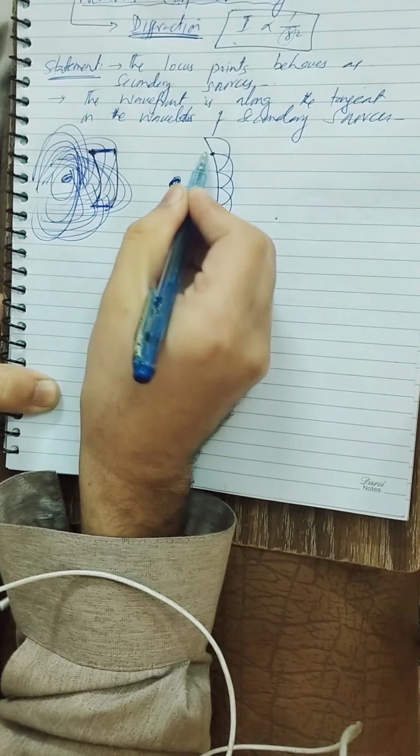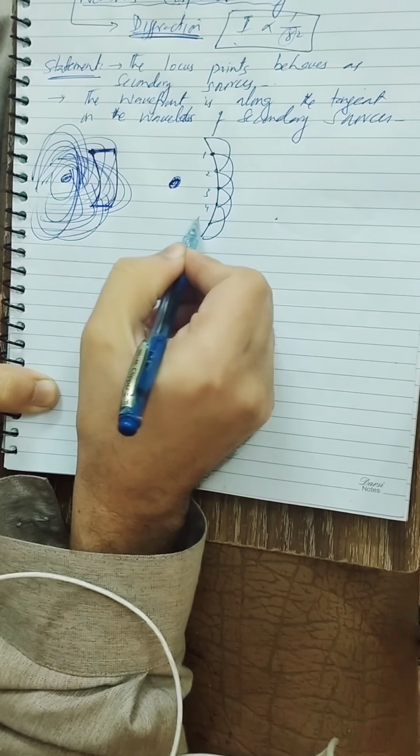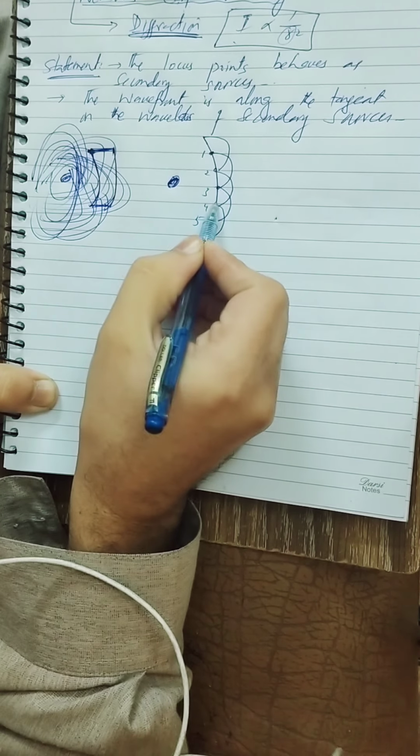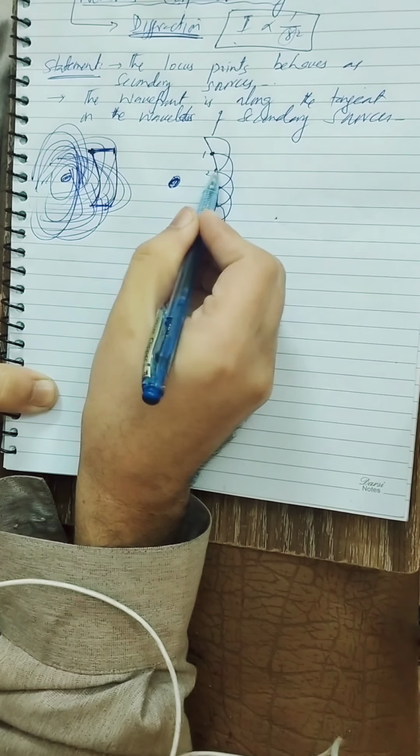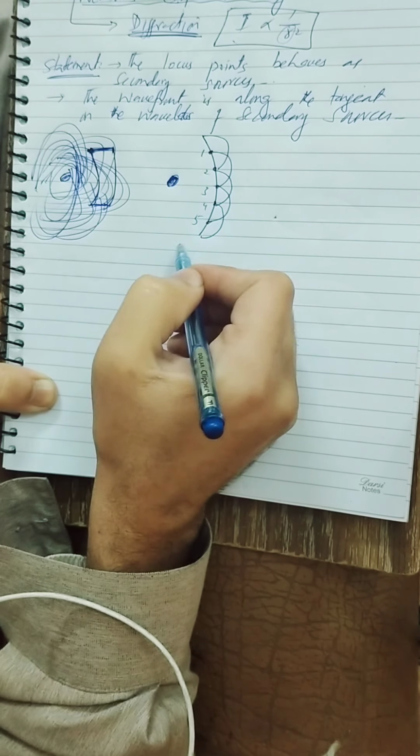Now this is called 1. This is called 2. This is called 3. This point is called 4. This point is called 5. These are called locus points. Locus points are defined as those points which are equidistant from the primary source. So 1, 2, 3, 4, 5 are the locus points.